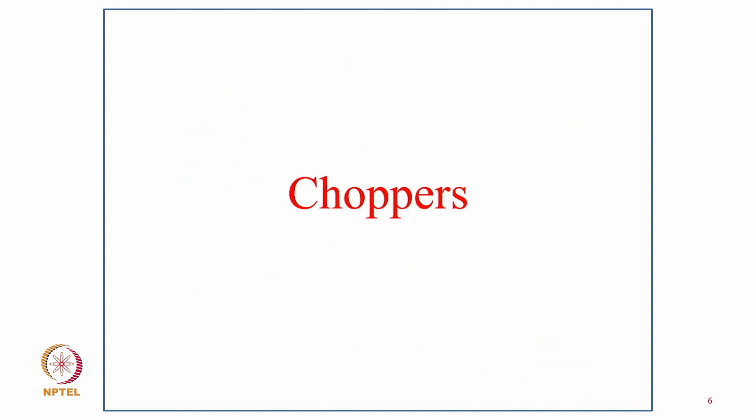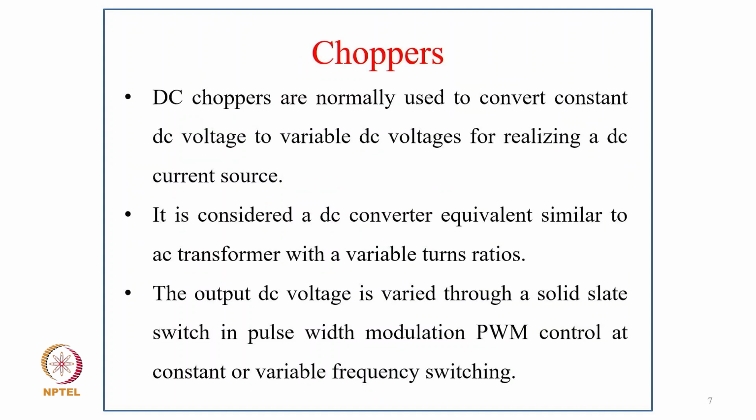Of course today we would like to cover the first category, which is called choppers. These choppers, DC choppers, are normally used to convert constant DC voltage to variable DC voltage for realizing a DC current source, and it is considered a DC converter similar to a transformer with a variable turns ratio.